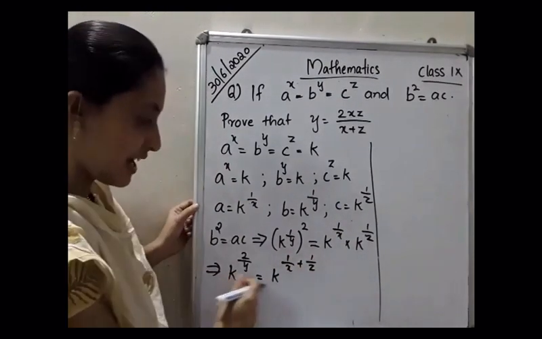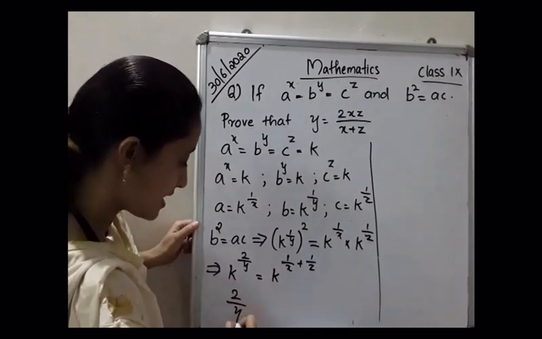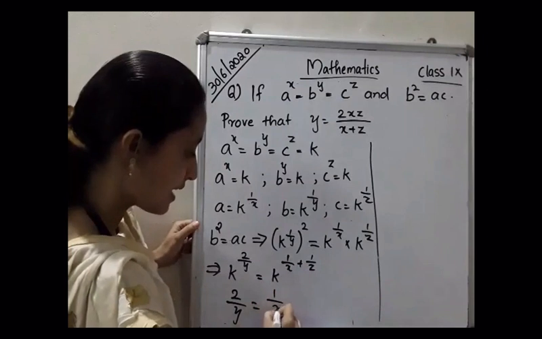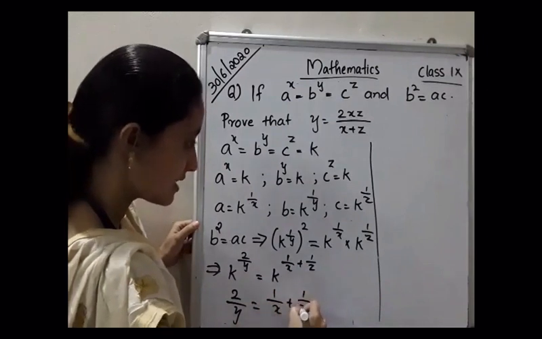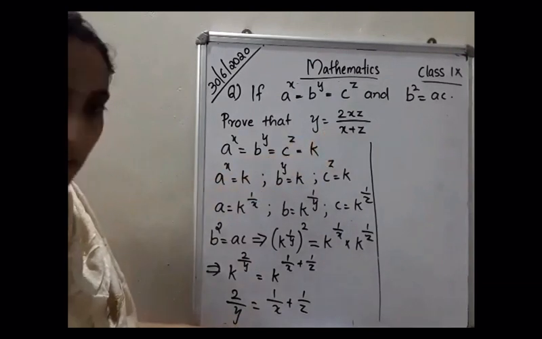Here the base is K, and here also the base is K, so you can equate. So 2 by y is equal to 1 by x plus 1 by z. Have you got our answer? No, so you want to simplify this one.